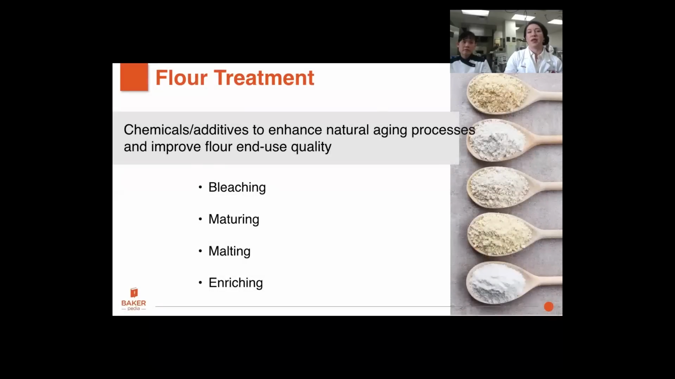All right, so what are flour treatments? Basically, all flour treatments are chemicals or additives that we're using to enhance the natural aging process and improve flour and dough quality. So we're talking about things like bleaching, maturing flour, maybe malting, and also things like enrichment as well. So let's dive into these in a little bit more detail.